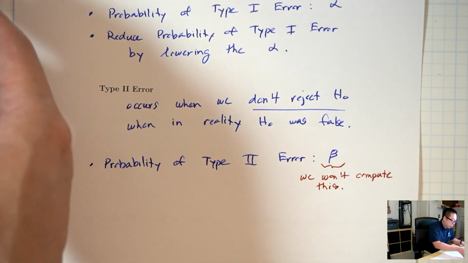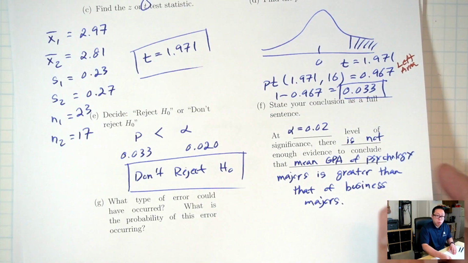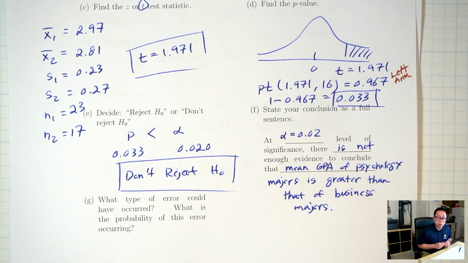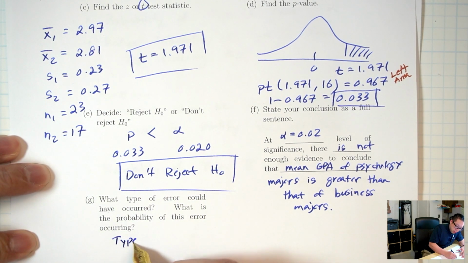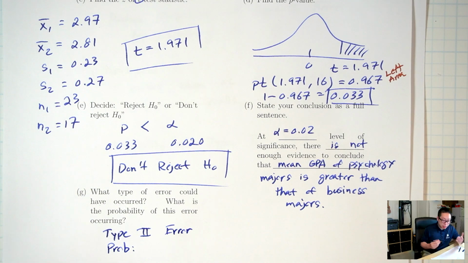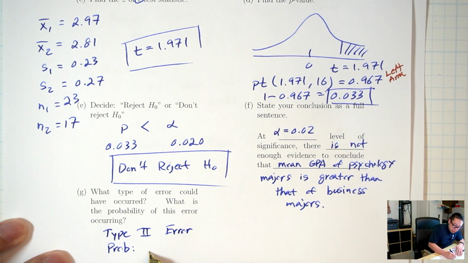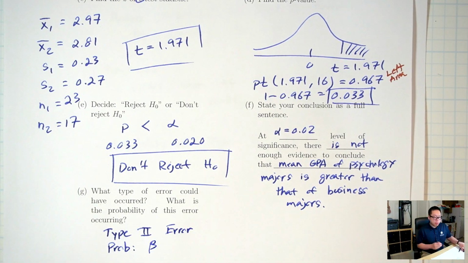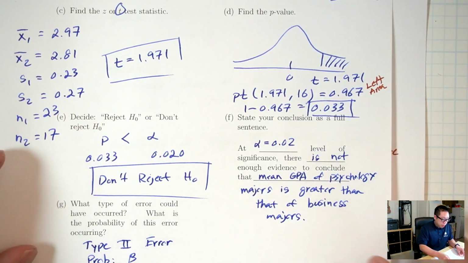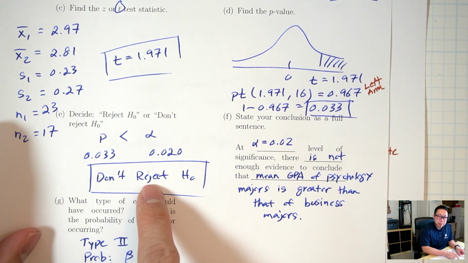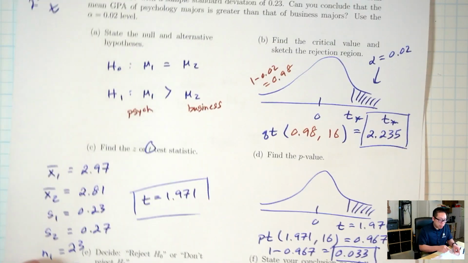Okay, so to answer our question in example 2, what type of error could have occurred, and what's the probability of this error occurring? Okay, anytime you don't reject, you could be making a type 2 error. And then the probability of this occurring for a type 2 error is a number called beta, and you just write down beta. So what's really going on here is the data is telling us to not reject, when possibly, in fact, H0 is false.